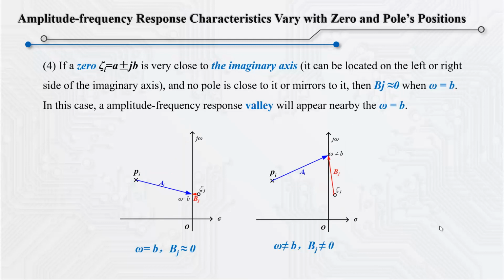The fourth case is similar to the third one. If a zero, such as this one, is very close to the imaginary axis, meanwhile there is no pole nearby nor exists a mirror pole, then when omega slides near this zero, the zero vector will have a very small module. While for other omega values, the vector module of this zero will not be too small. Therefore, there will be a valley of amplitude frequency response at the frequency near this zero.